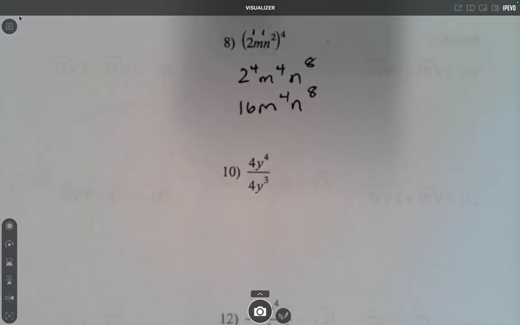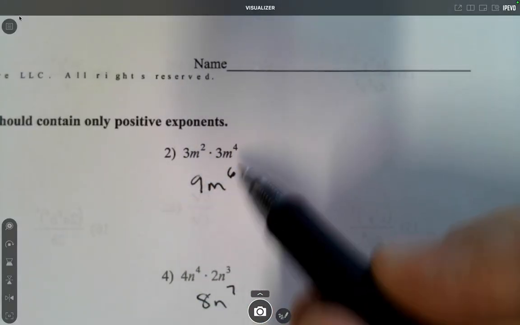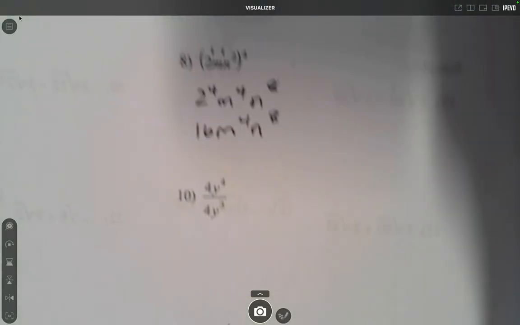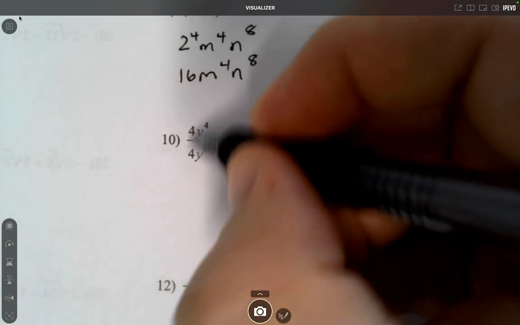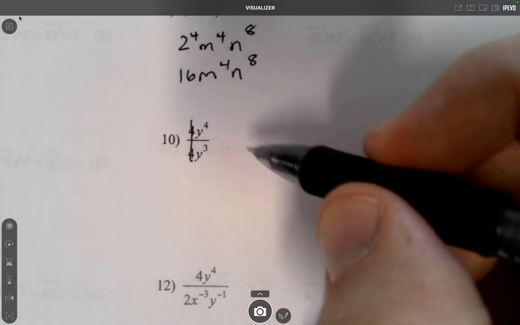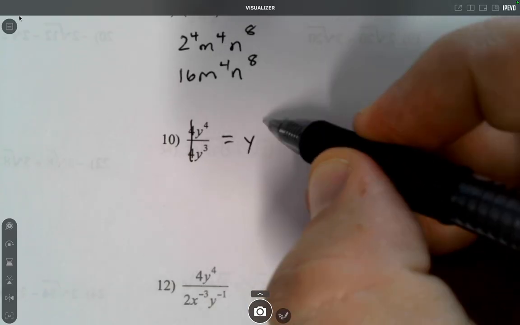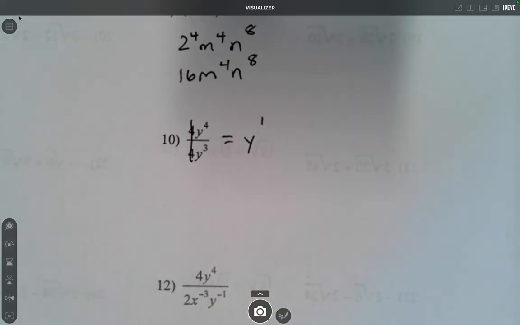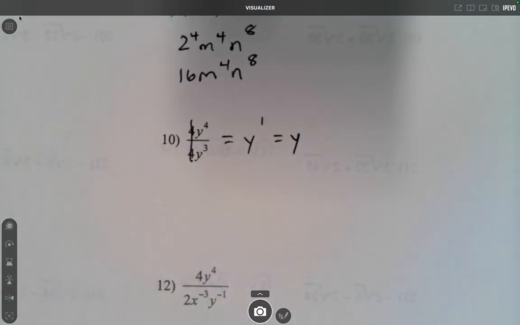Now we're switching to the division rule. Well, just like up here, we just multiplied the coefficients together. 3 times 3, 4 times 2. Here, we'll just divide the coefficients. 4 divided by 4 is 1, so those just cancel out. And when we're dividing, we subtract the exponents. So we do 4 minus 3 is 1. And you could also just write that as y. You can write y to the first, or just y.